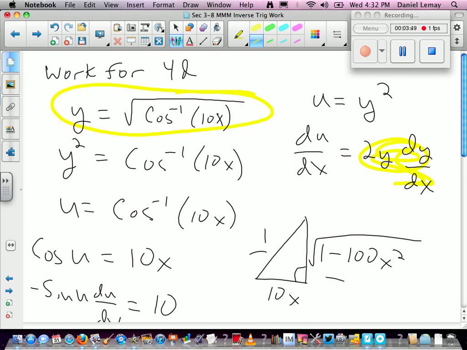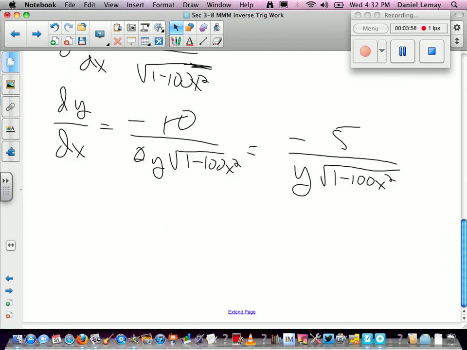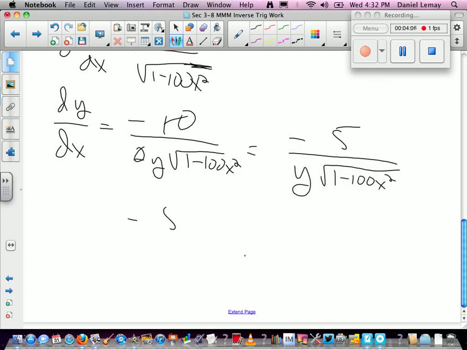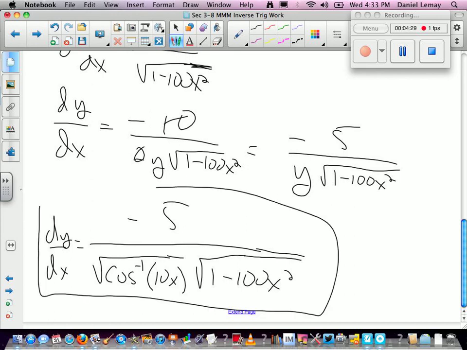So I'm just going to replace the y with the square root of the arc cosine of 10x, and then you can do some cleaning up on that. I did. That's the answer I gave, a cleaned up answer. So I'm going to do negative 5 over the square root of the arc cosine of 10x times the square root of 1 minus 100x squared. And of course, since those are both under square roots, I could just write a single square root. Okay, so that's how I got that answer. I didn't check it on Wolfram. You can see if I'm wrong.